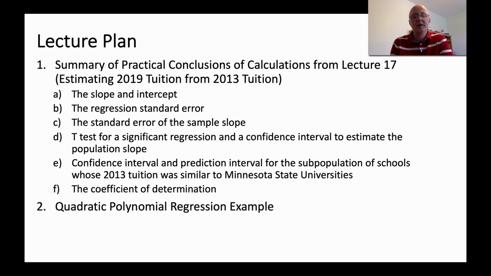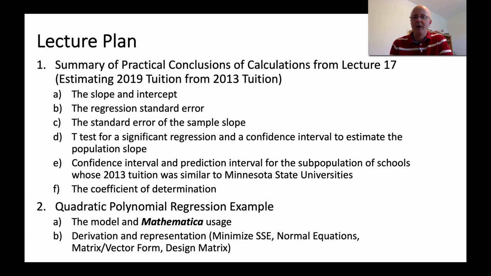In the second part of the video, we get into the quadratic polynomial regression example. We'll talk about the model and we'll use Mathematica in a pretty interesting way actually. We'll use Mathematica to generate our example essentially. We will essentially know the population and then we will sample from that population in the Mathematica notebook and then do calculations with that sample. We'll also illustrate how to derive and represent the various things that go on in symbolic form.